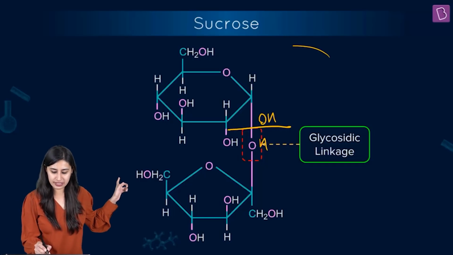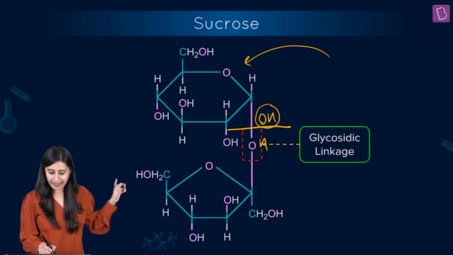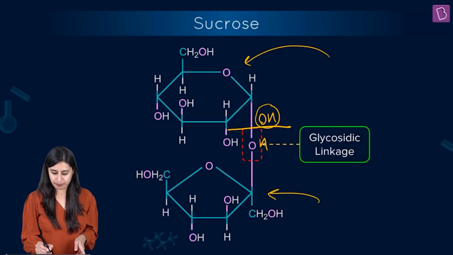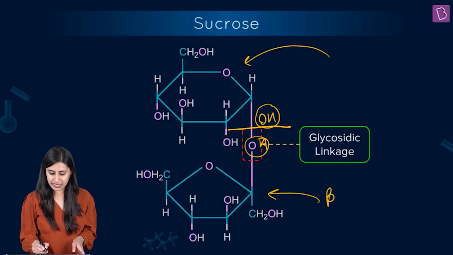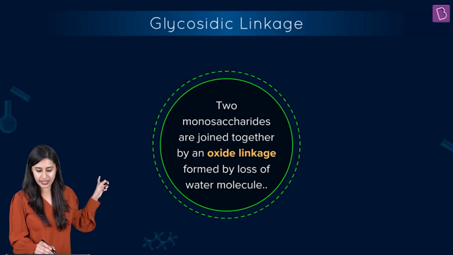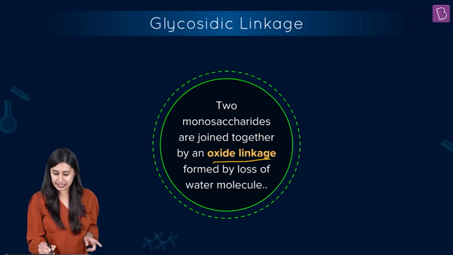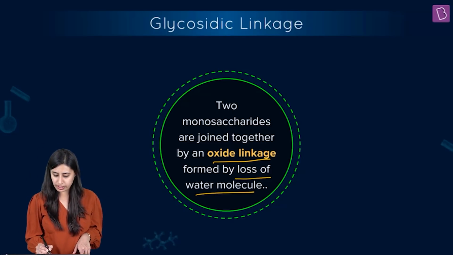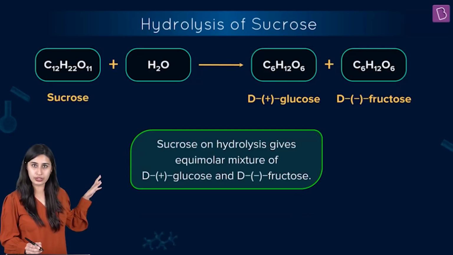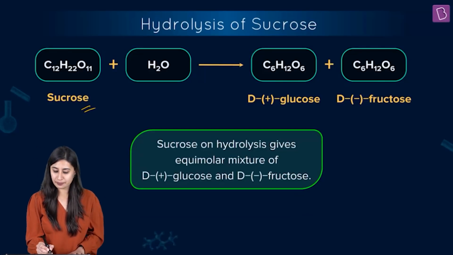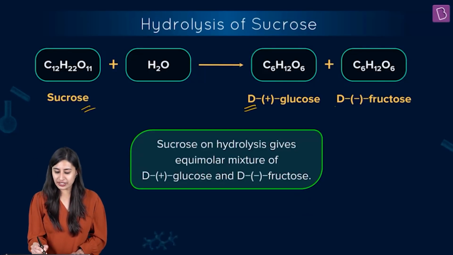You can see that in glucose, OH is below, and in fructose, the OH is above. So here we are getting beta and here we are getting alpha, isn't it? So two monosaccharides are joined together by an oxide linkage formed by the loss of a water molecule. And check it out, when we do the hydrolysis of sucrose, we get a D here and a D here.